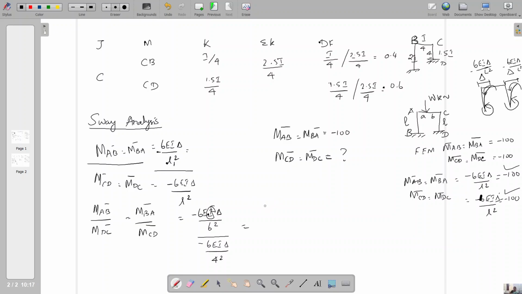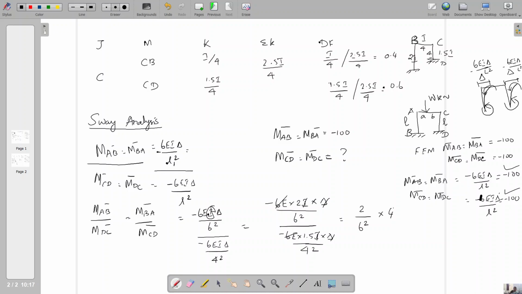So we have to include that also. Minus 6E into 2I into delta by 6 square divided by minus 6E into 1.5I into delta by 4 square. So you can eliminate common terms and you keep this minus throughout the process, and also I value and also delta. Now you reciprocate the expressions.